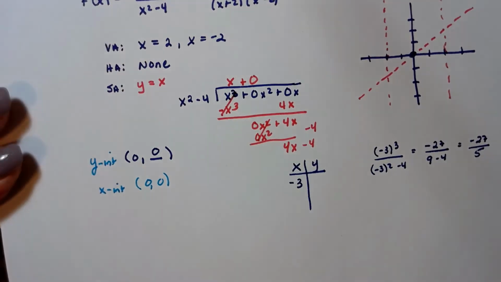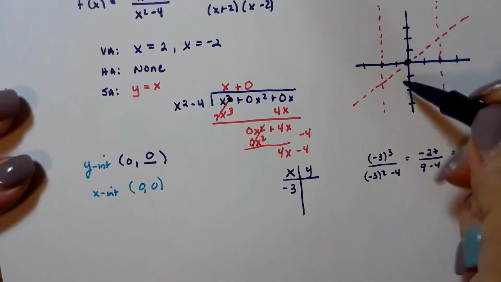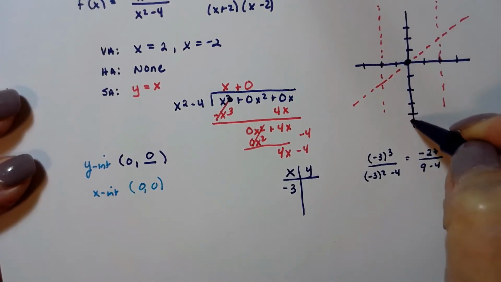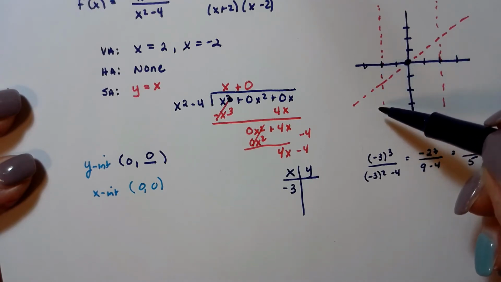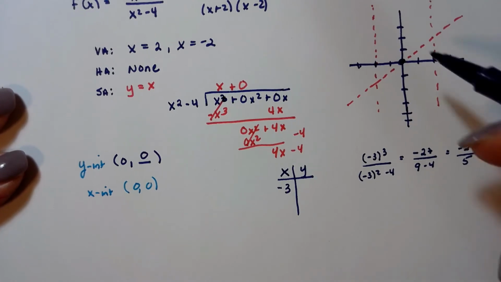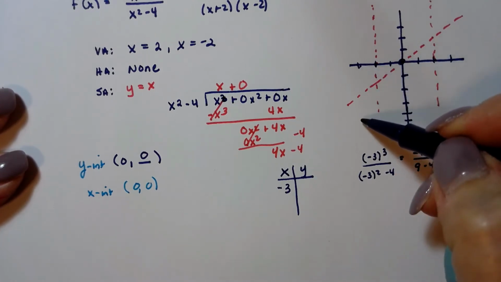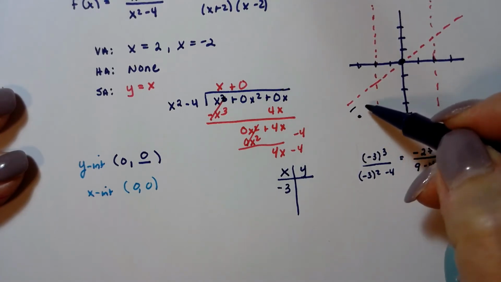Right? So what that is, I've got to move down 5. So I go over to negative 3 and I go down. 5 goes into 27 5 times, with a little bit left over. So I'm going to go just a little bit past 5 and I'm going to plot a point. Why? Because I know my graph's going to be in this region.